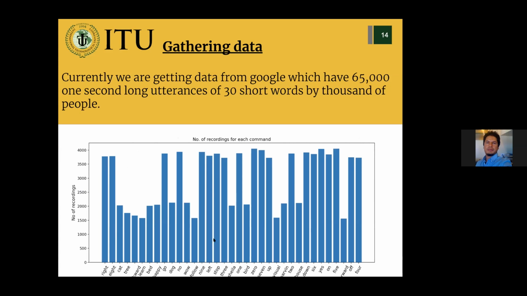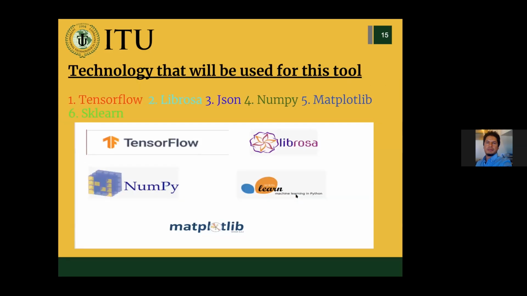If you talk about the word nine, you have around 3,500, almost 4,000 words. If you talk about the word visual, you have around 1,500 to 2,000. So this much data, we have to give to the machine, and that's a lot of data. So what are the tools that we use? Obviously TensorFlow, that's one, and Librosa, another Python library to process the data and get the MFCC, and JSON, NumPy, Matplotlib to plot it, a bunch of stuff.